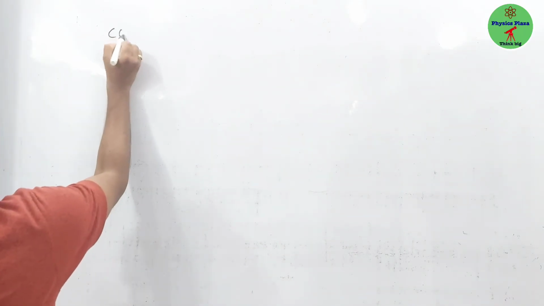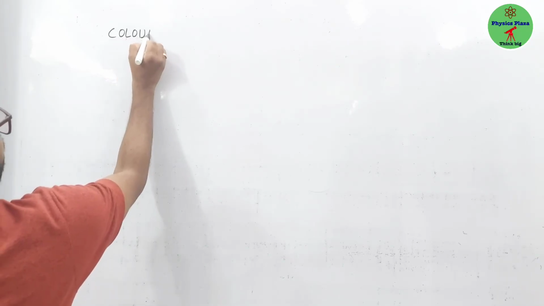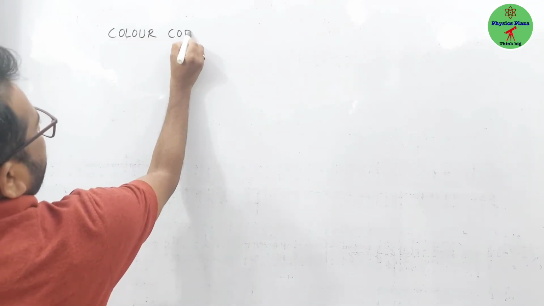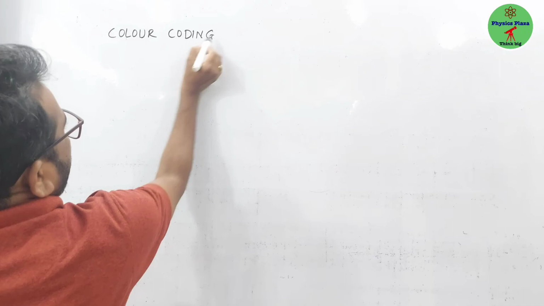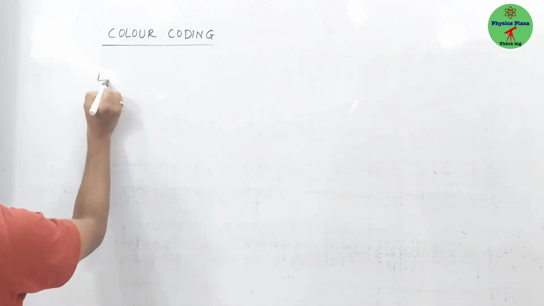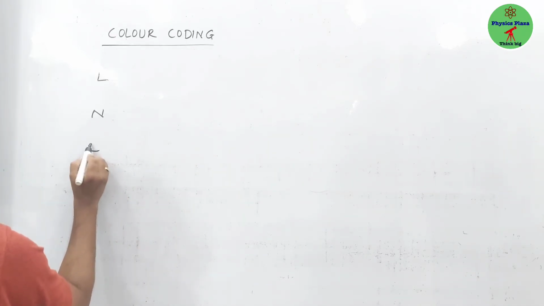Okay, look at it, sir. Color coding. Children, from the examination point of view, they may ask one more question. It's not more than that. Color coding. So here: live, neutral, earth.